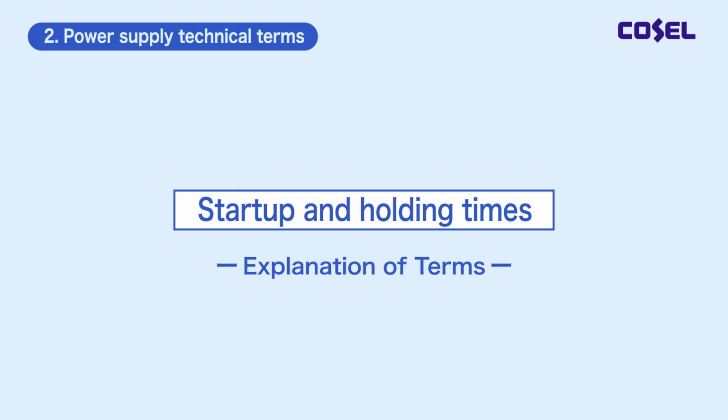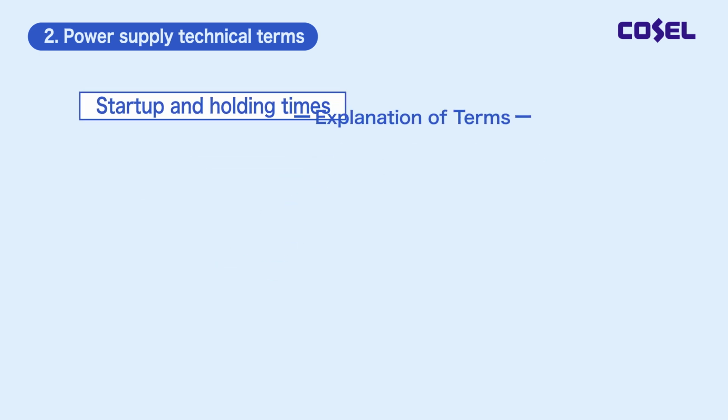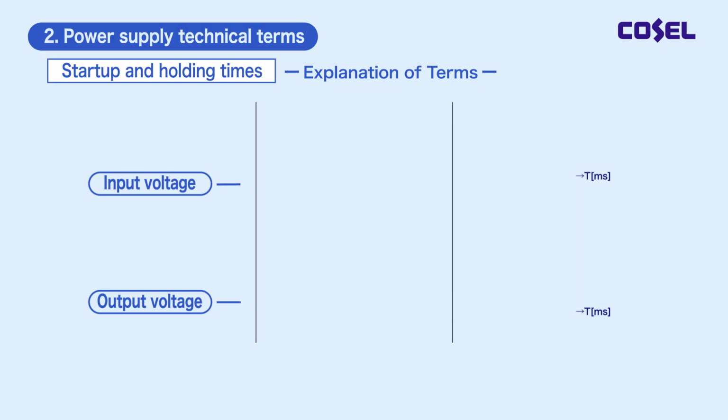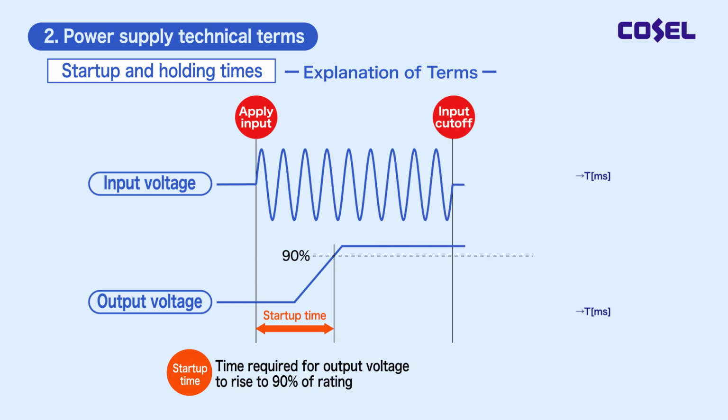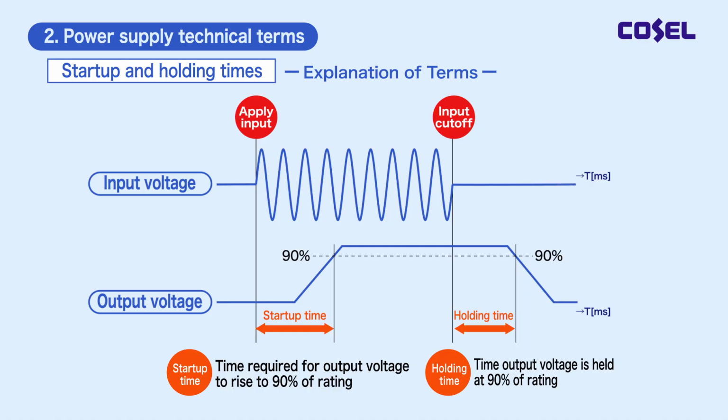I will now explain startup and holding times. The time taken for the output voltage to rise to 90% of the rating after the input voltage is applied is called the startup time, and the time the output voltage remains at 90% of the rating after the input voltage is stopped is called the holding time.